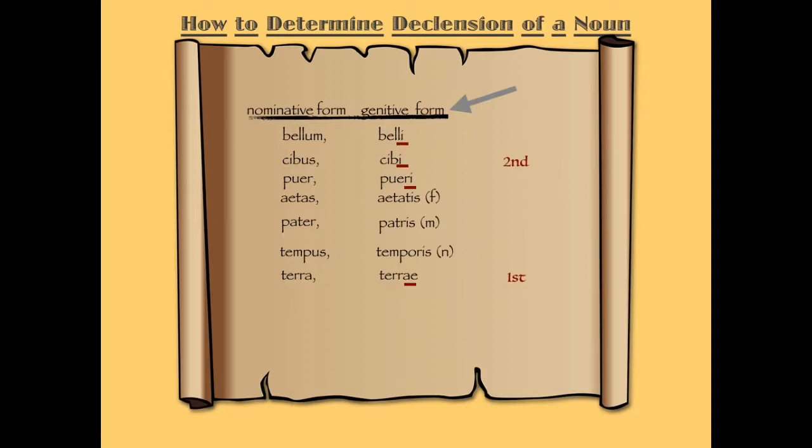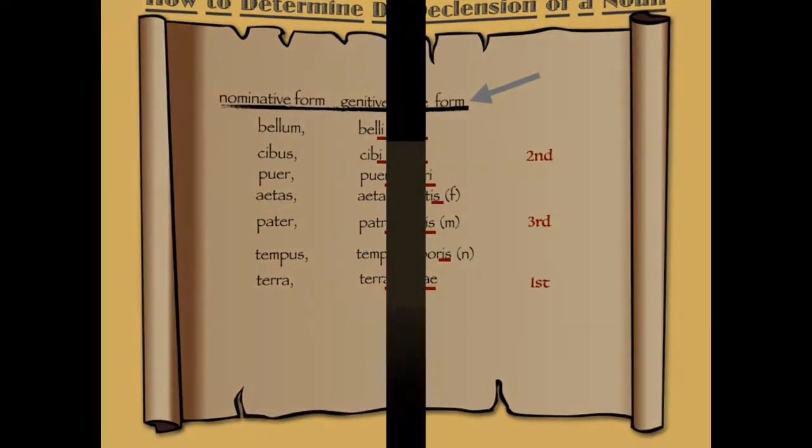Now let's turn our attention to the nouns aetas, aetatis, pater, patris, and tempus, temporis. These are third declension nouns because the genitive form ends with is. All nouns that have a genitive ending of is will be from third declension.